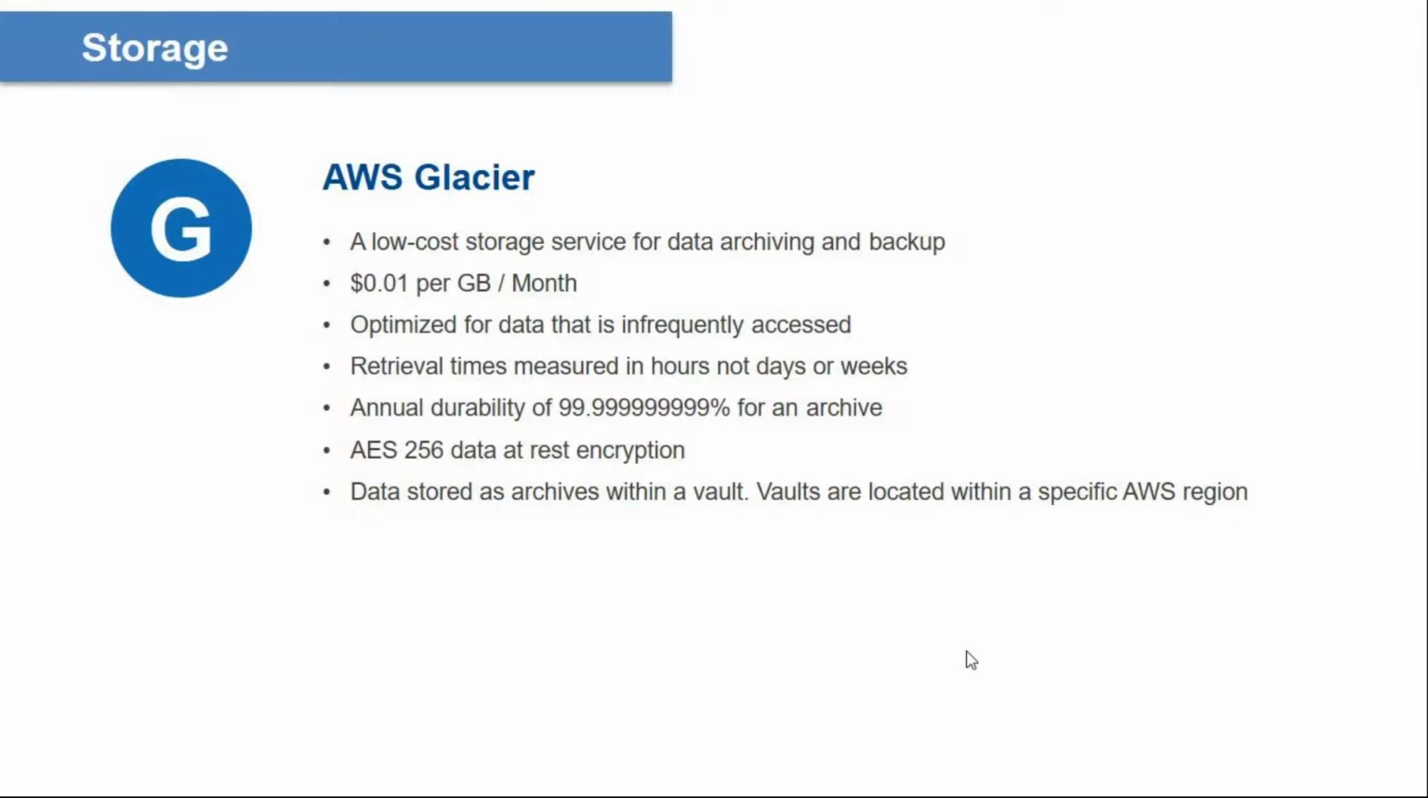It has an annual durability of 99.999999999% for an archive. AES encryption is there to protect your data, and data is stored as an archive within a vault. Vaults are located within a specific AWS region.